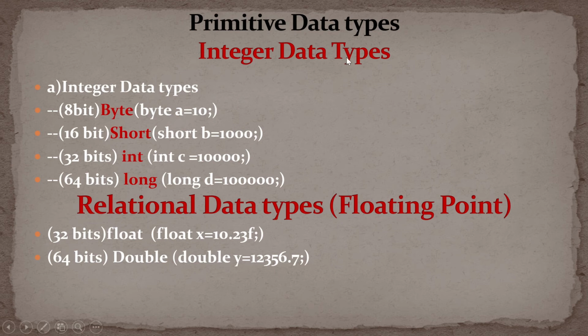So guys, the next data type we're going to work on is relational data types, or floating points. If you have a decimal in any number, you can use floating point or relational data types. It is of two types, float and double. Float can hold 32 bits of data, whereas double can hold 64 bits of data. So now let's see this also with a practical example.